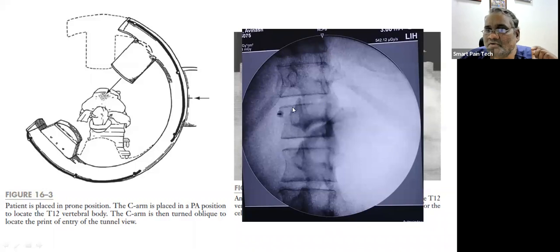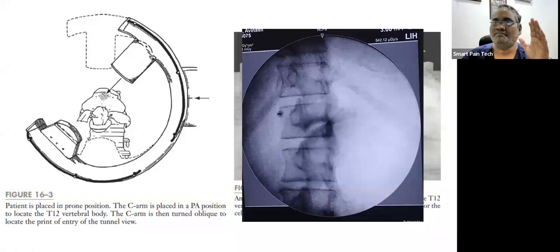If you see the squaring of the vertebra I have done, you see the Scotty dog, the transverse process. It is coming like this. These are the front limbs, these are the hind limbs, this is the tail, this is the body, this is the ear, and this is the eye. That's the Scotty dog.